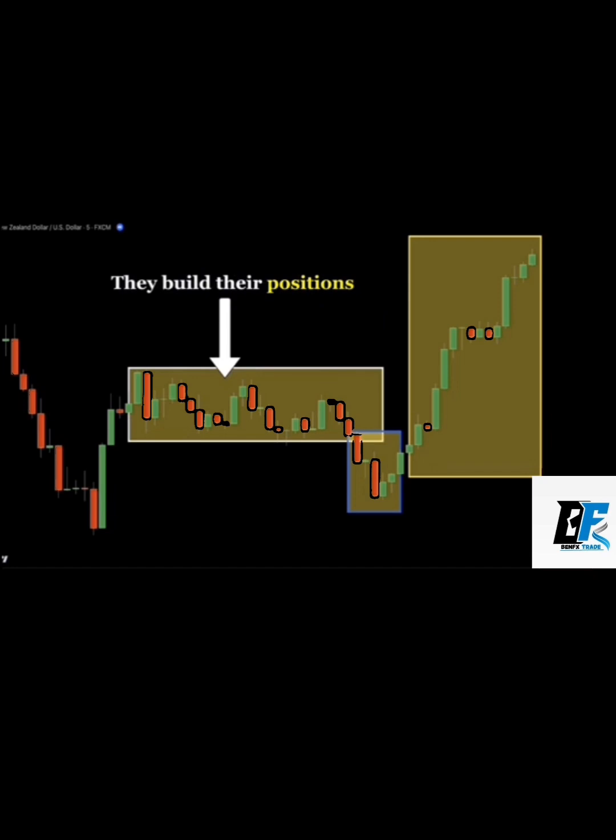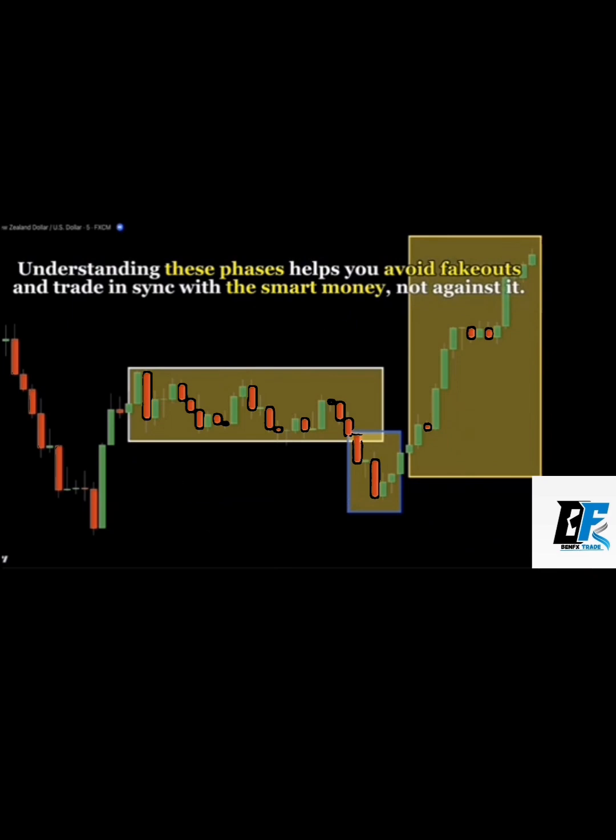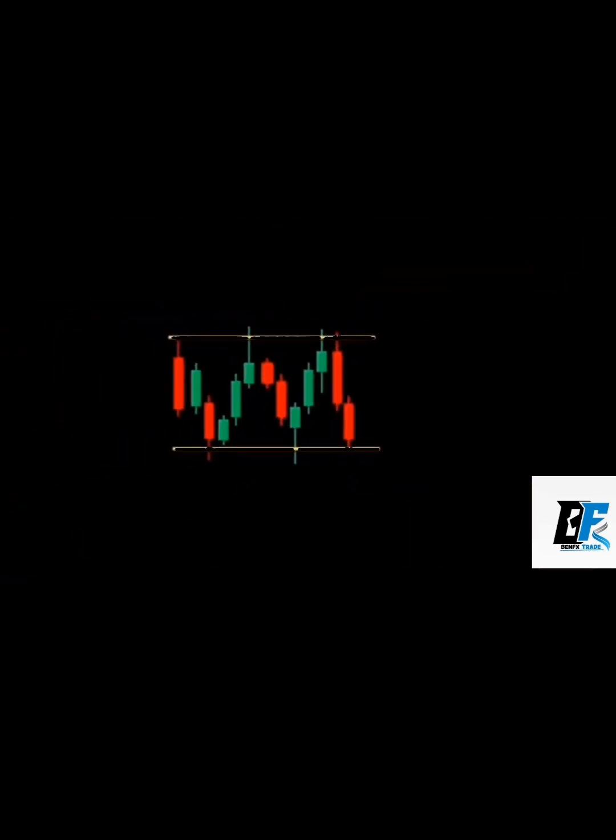They build their positions, trap retail traders, and then launch price in their intended direction. Understanding these phases helps you avoid fakeouts and trade in sync with the smart money, not against it. Let's break down each phase so you know exactly what to look for.